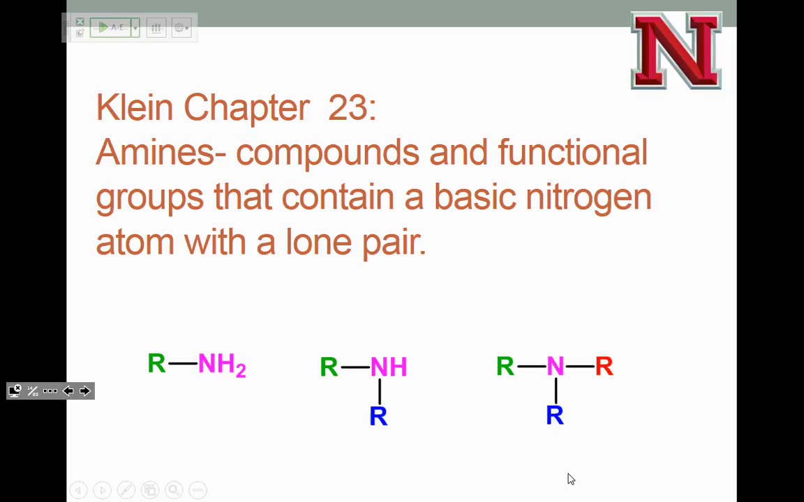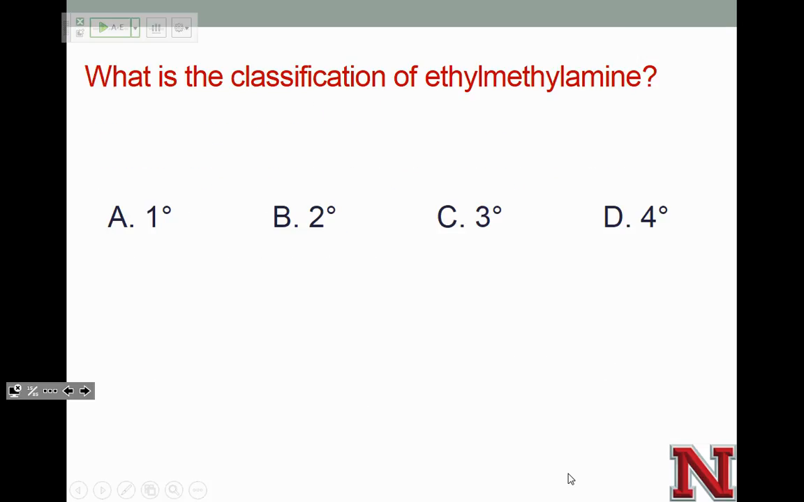So, amines have a nitrogen with a lone pair, and it could have hydrogens. Typically, we have at least one R group, but we might have up to 3. And we already talked a little bit about how we label these as primary, secondary, and tertiary amines. It's not going to be a very long discussion, but I just want you to understand the functional group, a bit about acidity with the functional group and basicity more importantly, and a little bit about naming, because we always need to know how to name these.